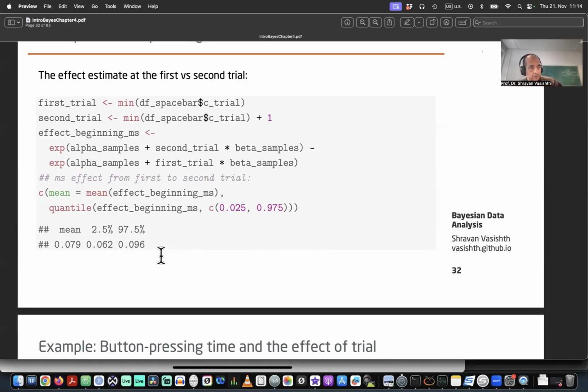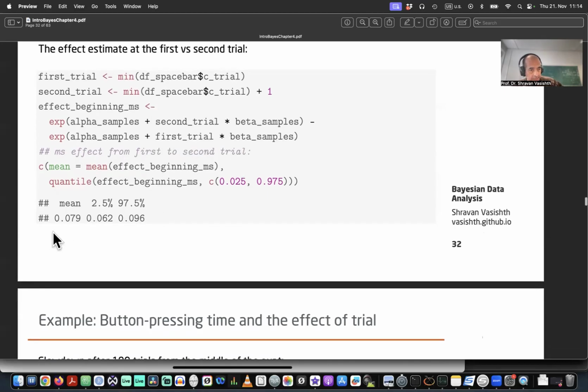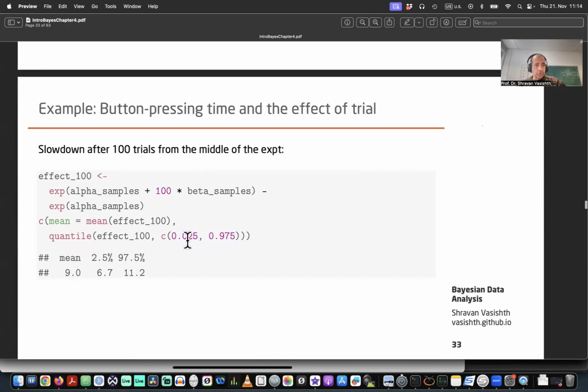So now I can compute summary statistics, and what I see is that the change is in this range. This is the mean, and these are the 95% credible intervals. Now, this is again very hard to interpret because there's a very small change in button pressing time. This is on the millisecond scale, okay? 0.079 milliseconds.